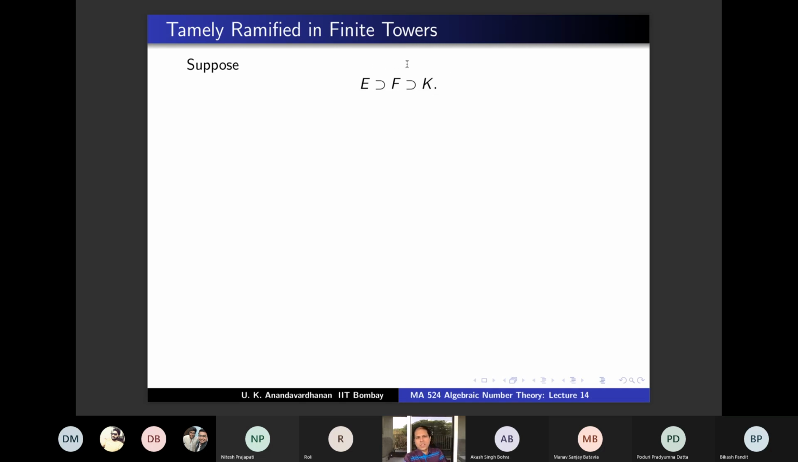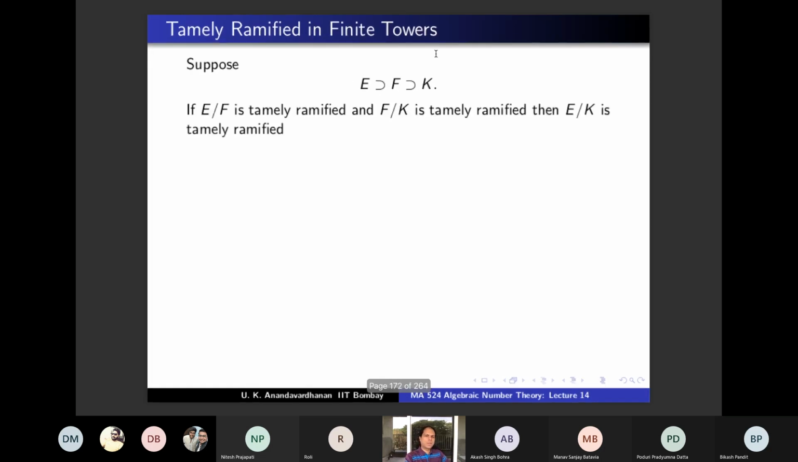Because the ramification index of E over K is the ramification index of E over F times the ramification index of F over K. Say E1 and E2, then the total ramification index is E1 times E2. Because this is tamely ramified, p doesn't divide E2. Because this is tamely ramified, p doesn't divide E1. So p doesn't divide E1, p doesn't divide E2, therefore p doesn't divide E1 E2. Therefore the total thing is tamely ramified. So that's obvious, as the ramification index is multiplicative.